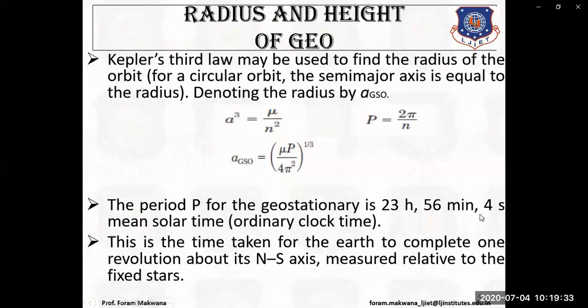So, first we need to convert this unit into seconds, because the unit of period is second, right? So we will get the value of the radius of the geostationary orbit as 42,164 kilometers.